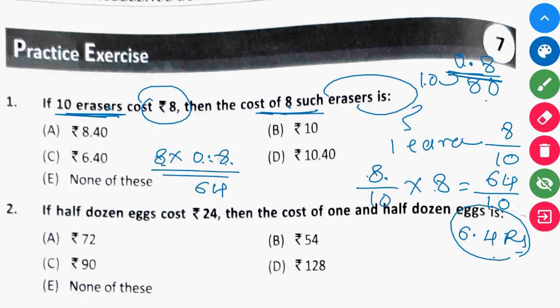So from the unit place you have to leave one digit, that is the unit digit, and you have to add the decimal. So here also we leave the unit digit and add the decimal. So it becomes 6.4 rupees.